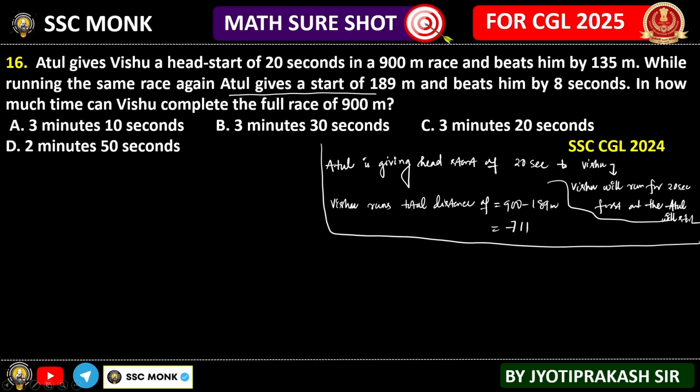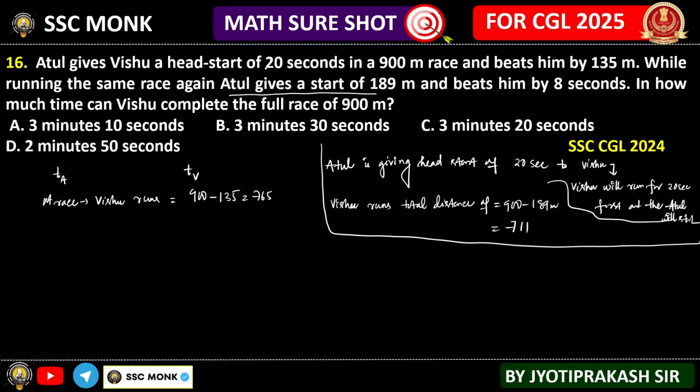Okay, so what is happening? Let's say the time taken by Atul is equal to TA, time taken by Vishu is equal to TV. Clear? Now in the first race, Vishu is running how much distance? 900 minus 135 because he is beaten. So in the first race Vishu runs, for your understanding I am writing this, 900 minus 135, that is equal to 765 meter. And Atul is taking TA time running 900 meter. Vishu is taking TV time and running 765 meter.